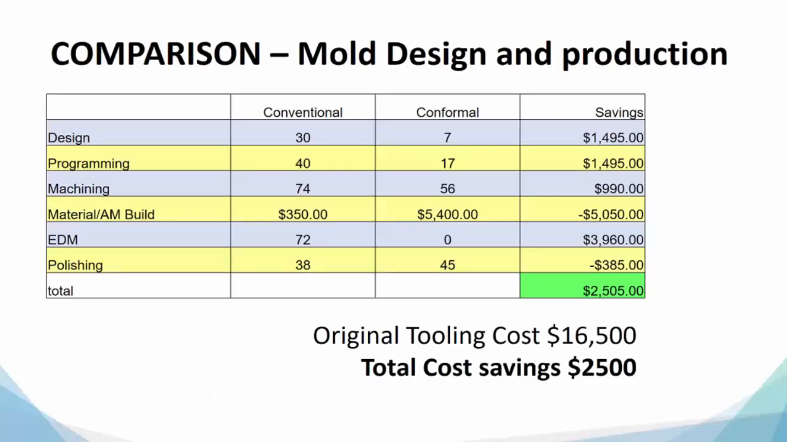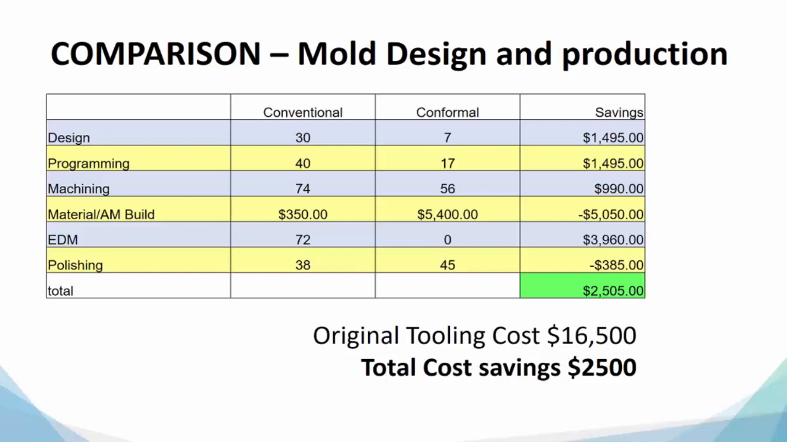Using this example, here we have a dollar by dollar comparison, doing it the conventional way versus using conformal. So the first line, design, dropping from 30 hours to 7 hours, isn't just because of creating conformal cooling lines, it's because of switching from one design system to Cimatron and using its mold design system along with the conformal cooling functions that you saw. So you see the resultant savings there.